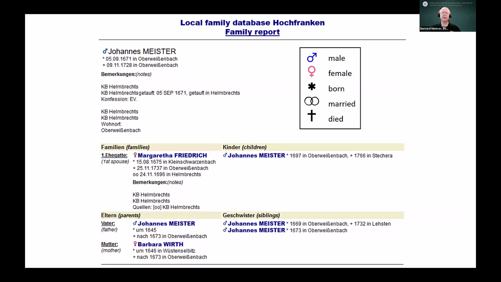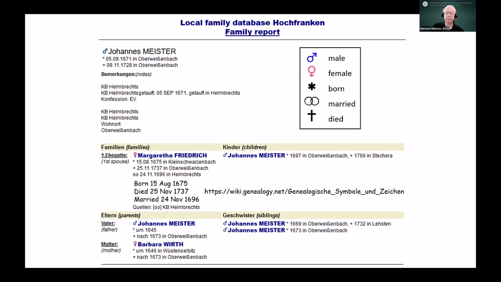They didn't have Meisners, but they did have a Meisner. So I started with this particular individual, a Johann Meisner, and it has his basic information of when he was born, when he was married, where they got the information. KB is the Kirchen book for Helmbrechts, and shows when he was baptized in September, and then shows the family, shows his wife and children and his parents and his brothers and sisters. And you can see there's the basic symbols.